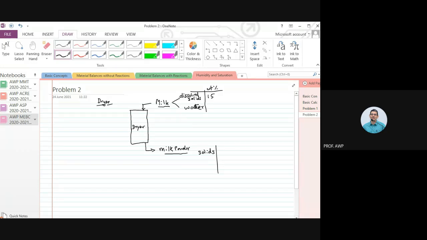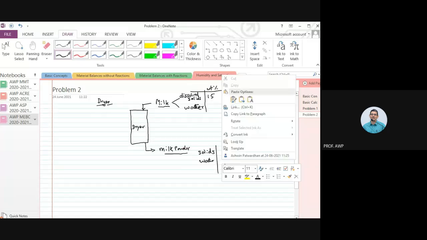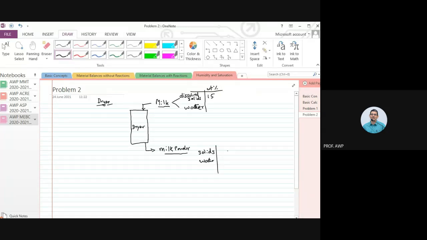So once you make milk powder, you're going to have solids, and you're also going to have some amount of water. We are not going to evaporate the complete amount of water. So let's say the water content is like 0.5%. And to do this drying process, we are supplying hot air.